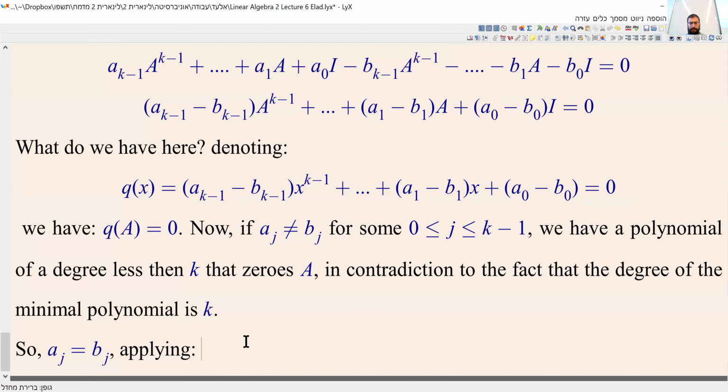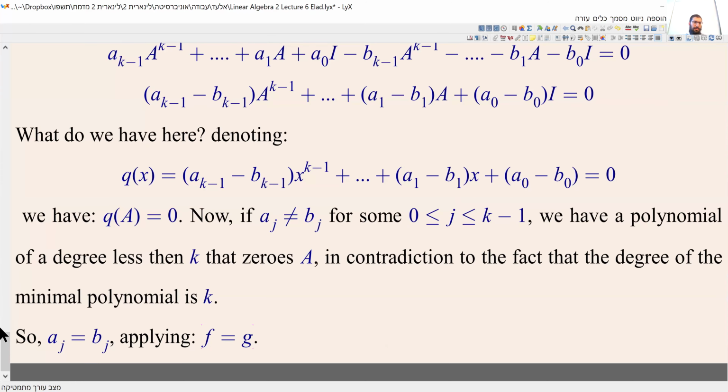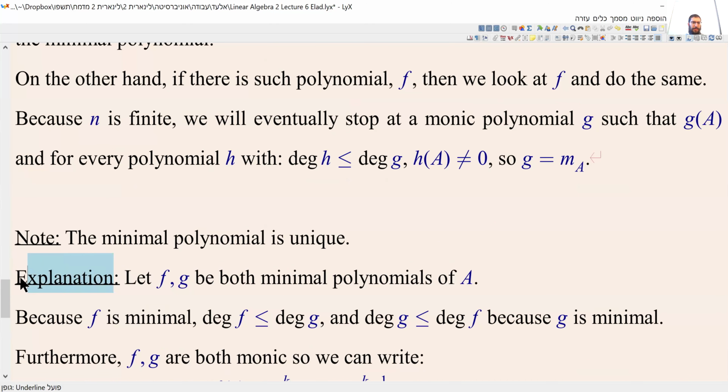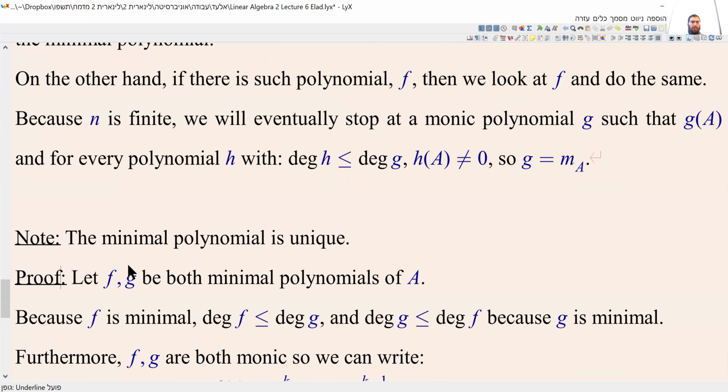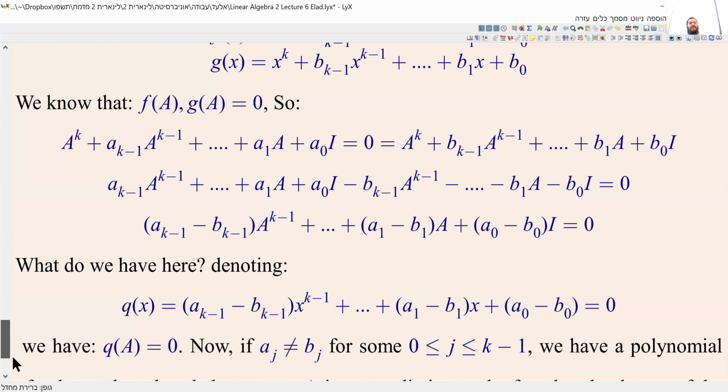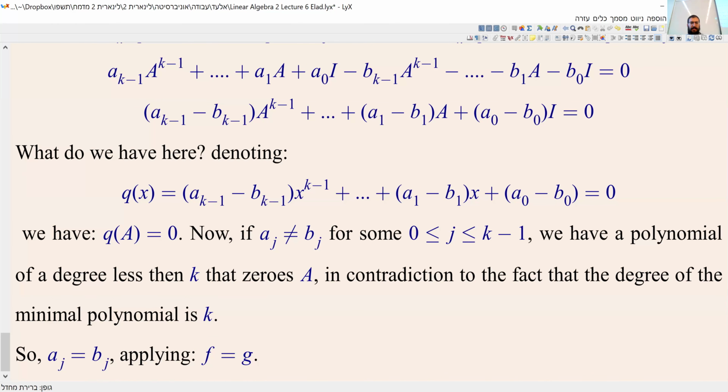Fine. You can call it a proof or just an explanation. I started with two minimal polynomials, and you do have that they are basically the same.